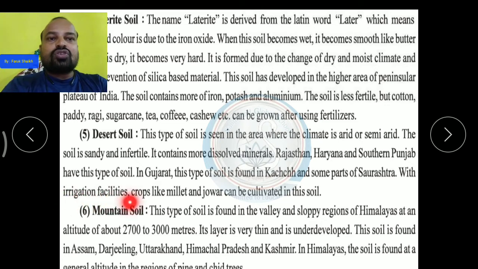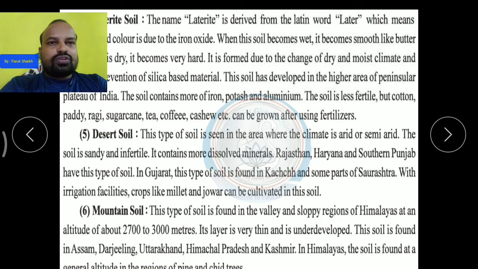With irrigation facilities, crops like millet and jowar can be cultivated in this soil. This soil needs more water because it has very little capacity to absorb moisture. So these types of soils are found in Rajasthan, Haryana, southern Punjab, and in Gujarat in the Kutch and Saurashtra region. With irrigation, millet and jowar can be grown in desert soil.